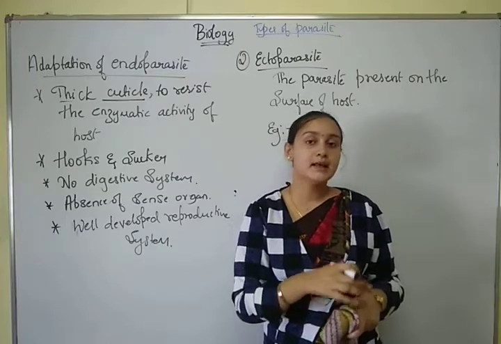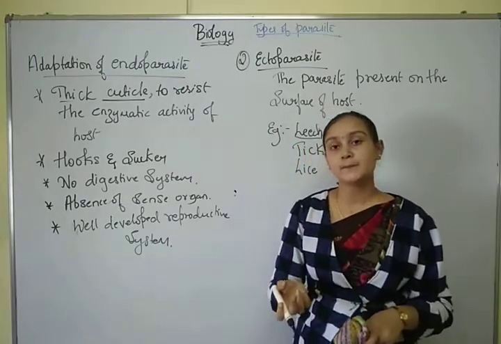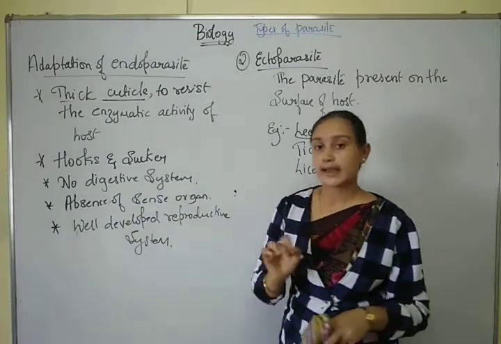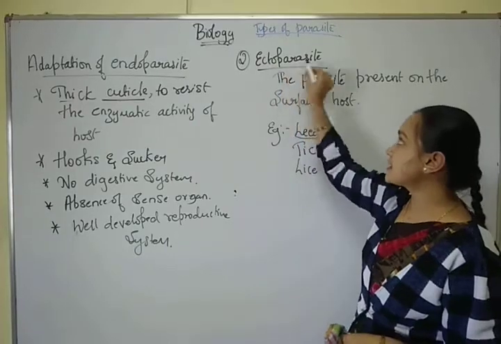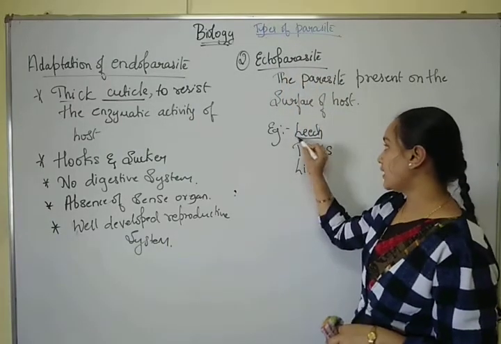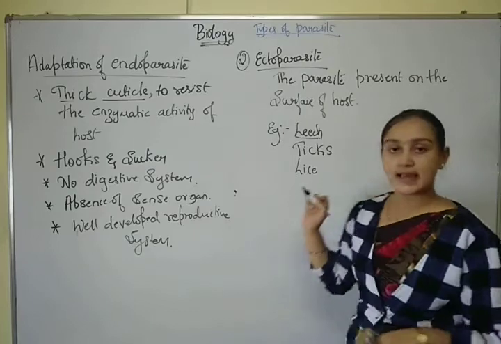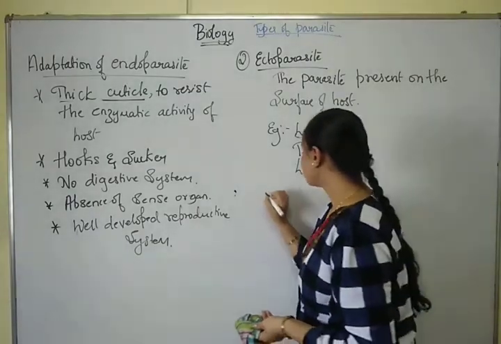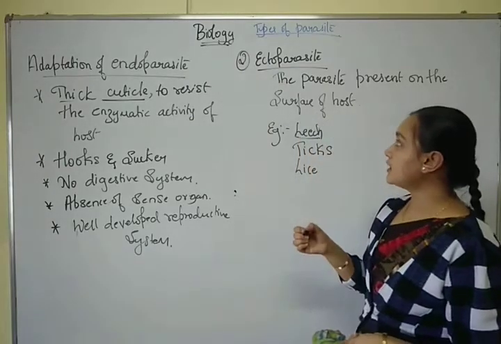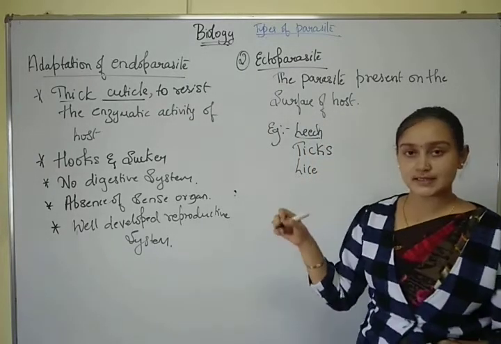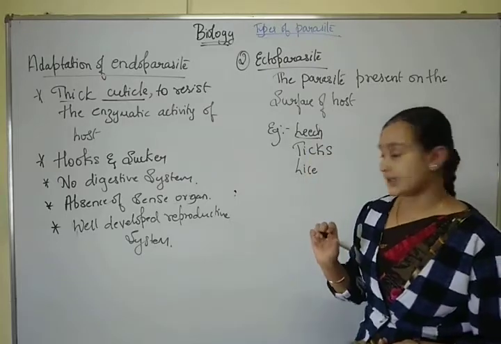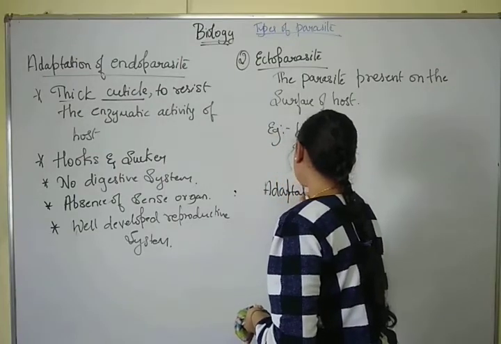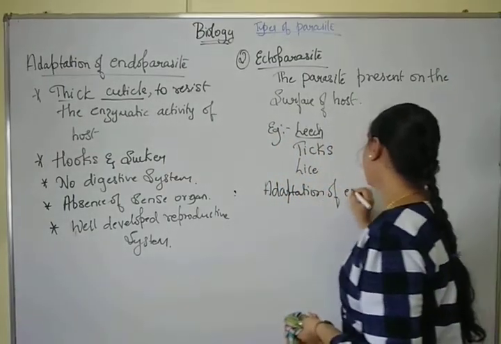Hence that parasite is getting the nutrient from this host. So hence it is present on the surface, it is called an ectoparasite. So examples are leech, ticks, and lice. Now let's see what are the adaptations for this ectoparasite.